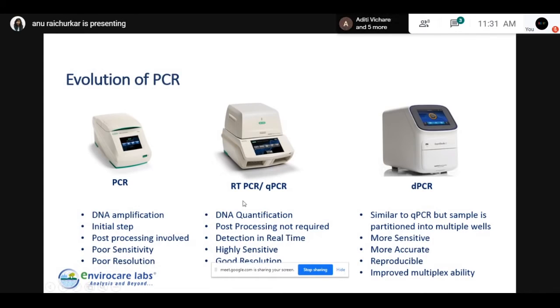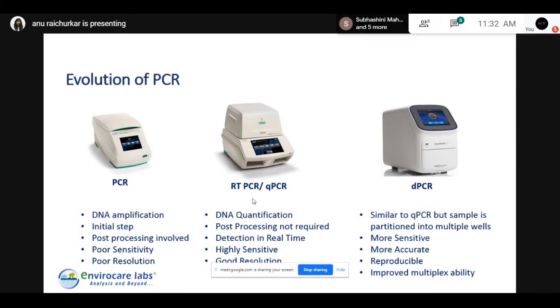cases. This PCR is typically used in research laboratories, whereas RT-PCR is used when you want to quantify anything and when you want to be really sure. You should definitely go for real-time PCR. So real-time PCR is also called qPCR, that is quantitative PCR.